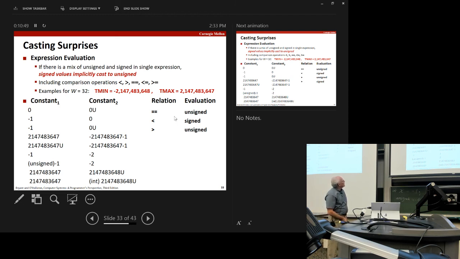What if I compare this, you'll recognize as T max, the biggest 2's complement number, and this is T min, the most negative 2's complement number? What will the relation be between those? Greater, right? Because a positive number is greater than a negative. But what if I put a u on that number? So greater or less than? Yes, it would be less.